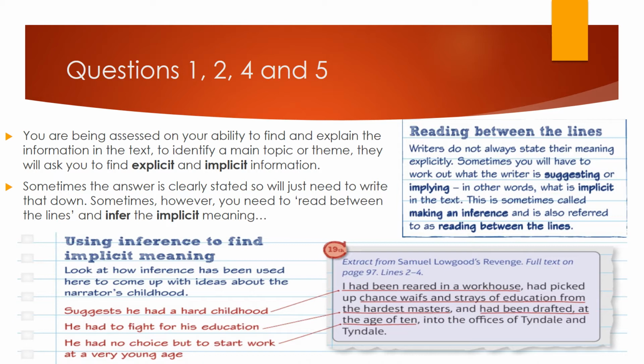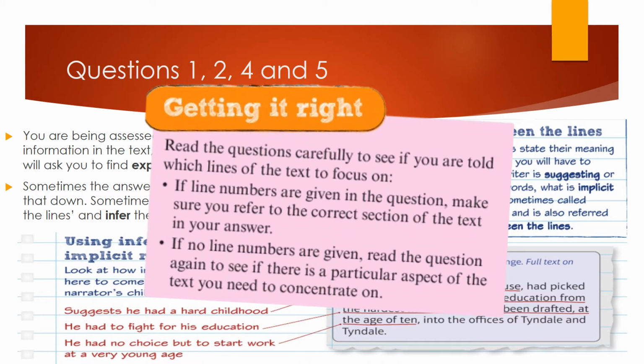Implicit is where you see it says I had been reared in a workhouse, and it suggests that he had a hard childhood. And where it says he'd been drafted at the age of 10, it suggests that he had no choice, he had to start work at a young age. So you're looking at not just explicit information but also implicit information. Make sure you read the questions carefully, because if it tells you which area of the text to look at, then you should focus your answer on those lines. Don't get it from another section of the text, because it will automatically make your answer wrong. So make sure you check your question, see if it says between the lines 9 and 22 or whatever. Make sure you get your answer from that section.